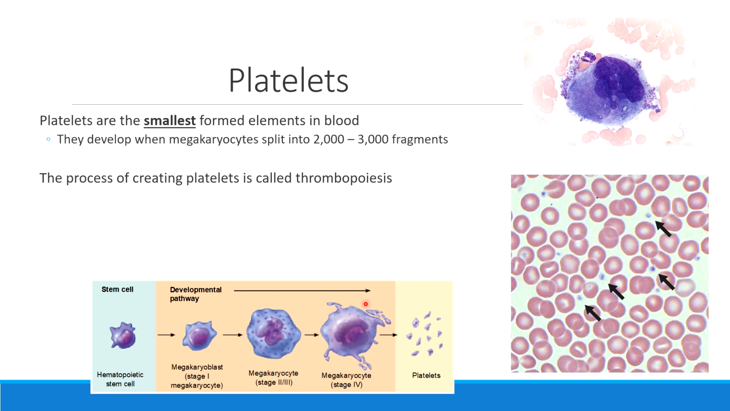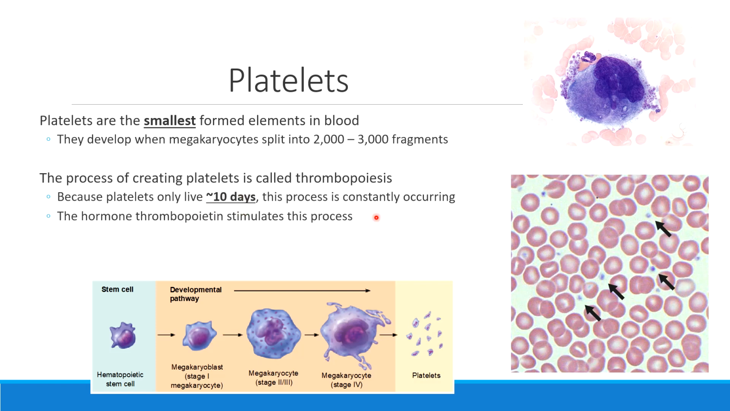We create platelets through a process called thrombopoiesis, just like we talked about making white blood cells through leukopoiesis, or red blood cells through erythropoiesis. The process of thrombopoiesis is constantly occurring because platelets only live about 10 days. Remember we said that red blood cells lived about 120 days, while platelets hardly live any time at all. To keep the process of thrombopoiesis going, we use a hormone called thrombopoietin.